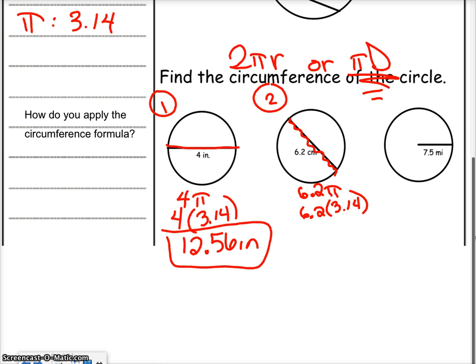Would you round it to the 10th? I would, yeah, 19.5? What? I got 38. 19.5. You put pi in. Centimeters.